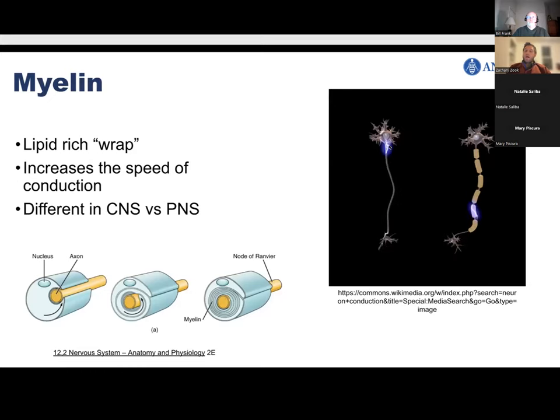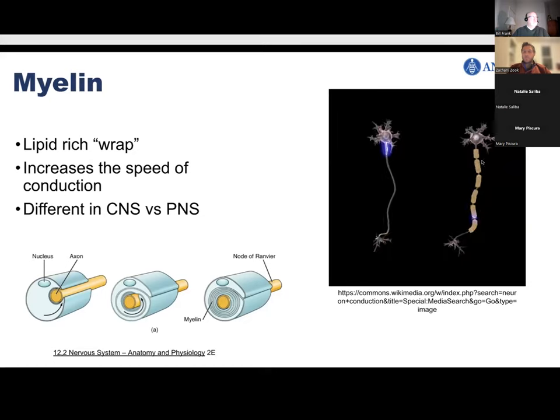But when you think about a regular, non-myelinated neuron versus a myelinated neuron, this conduction can actually, because it's almost like insulated at certain spots, jump from node to node, right? And so it increases the conduction because it doesn't need to depolarize this entire segment. It just needs to go from this node to this node to this node. And these are called the nodes of Ranvier. It's the space between the different myelin wraps.